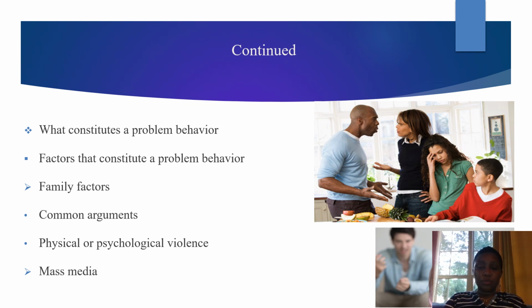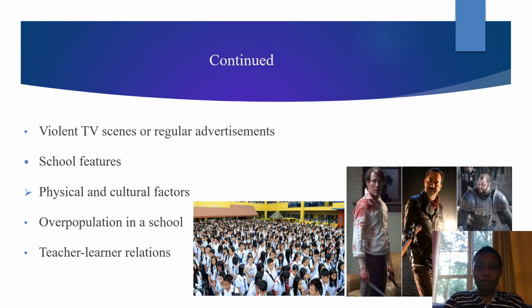Gershoff et al. 2018. Another factor is the mass media, television and internet can significantly lead to problem behavior in children. Violent TV scenes or regular advertisement can primarily affect or cause problem behavior in children. School features, including physical and cultural, can also cause problem behavior in learners. Darling-Hammond and Cook-Harvey, 2018.